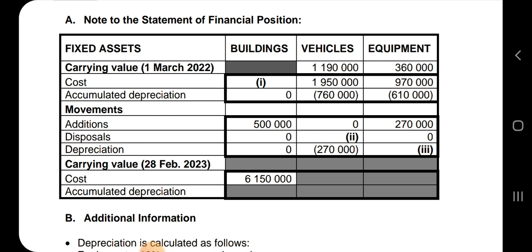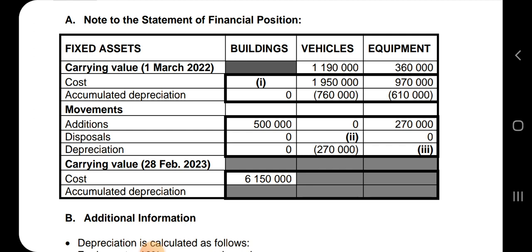What had happened during the financial year? So with additions, it means additional buildings were acquired, additional vehicles were bought, or additional equipment was bought under additions. Under disposals, it means buildings, vehicles, or equipment were sold during the year. So we will record them at carrying value. You record them at carrying value at the end. So we take the carrying value at the end of that asset that is sold and minus it under disposals. And then depreciation is the depreciation for the current year.